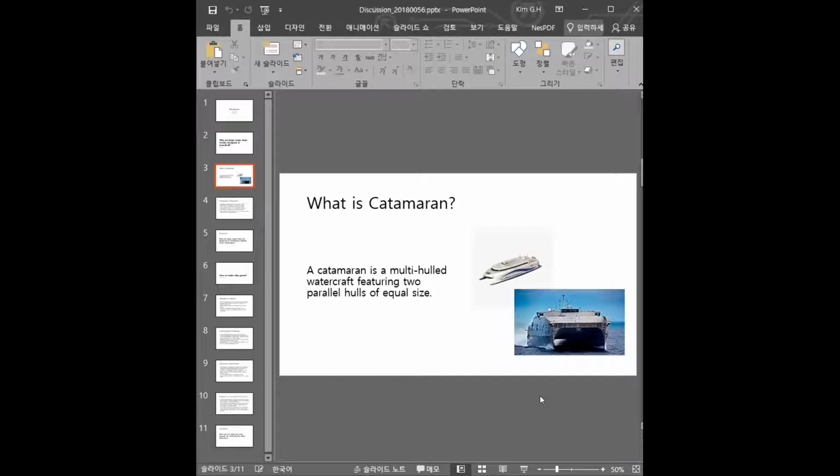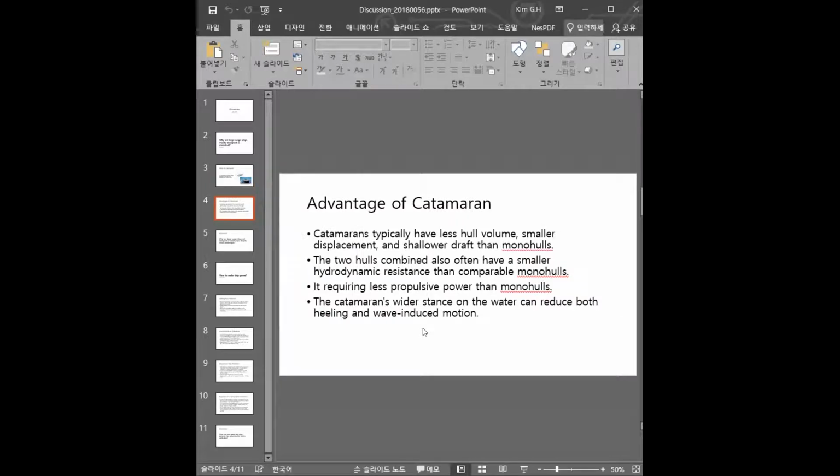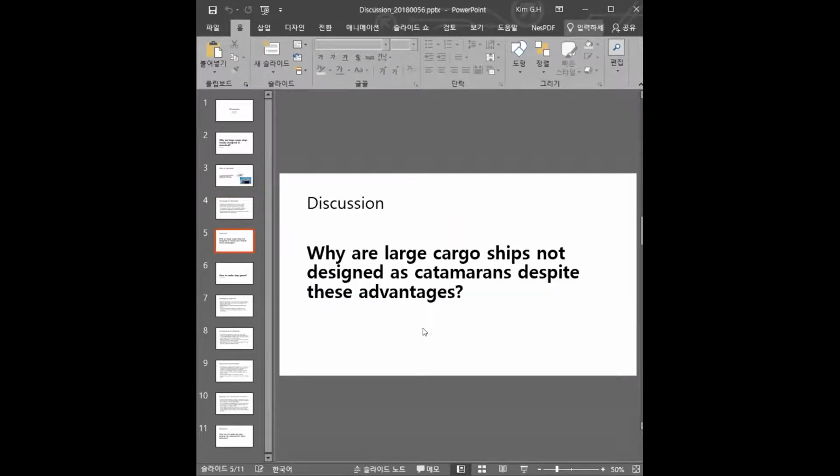I think there are some reasons for large cargo ships being mostly designed as monohulls. Since there are two monohulls with a large aspect area, the catamaran ship has bad turning ability.